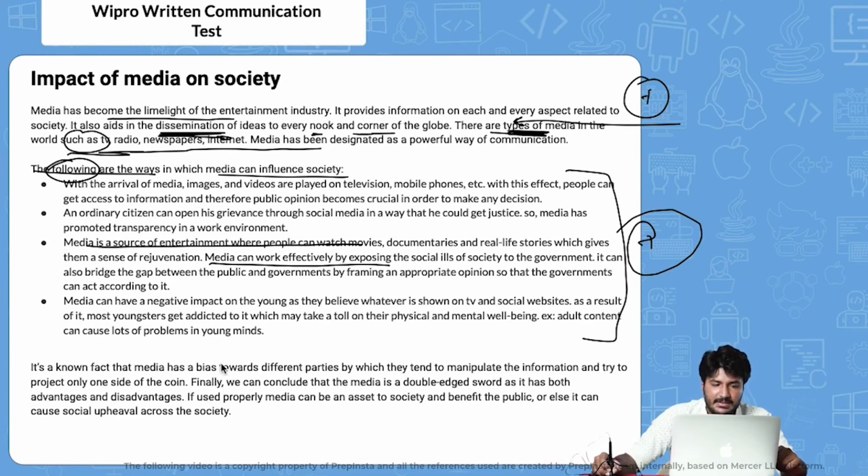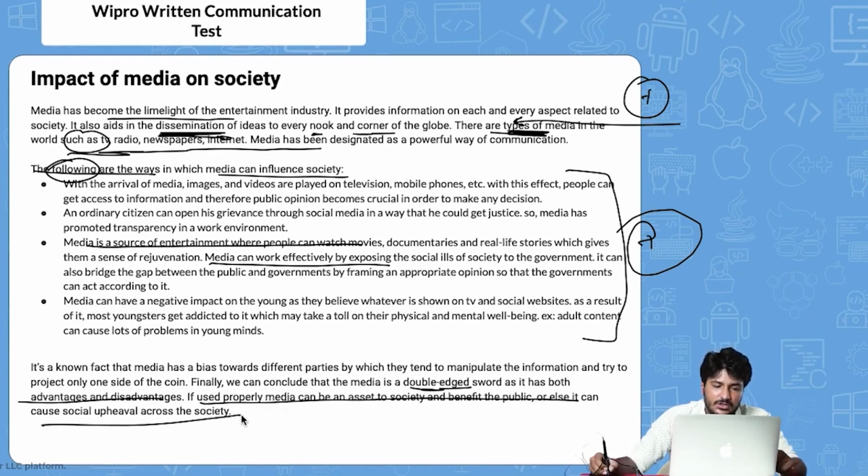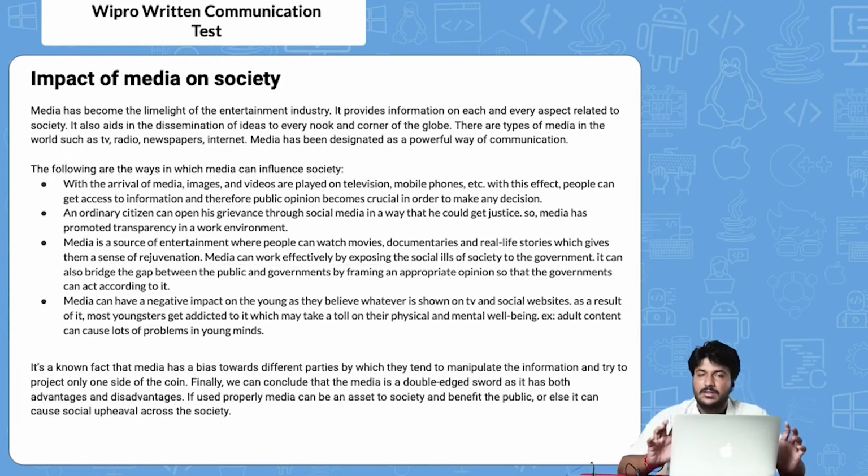It is a known fact that media has a bias toward parties and tends to manipulate information, trying to project only one side of a coin. Finally, we can conclude that media is a double-edged sword. It has both advantages and disadvantages. If used properly, it can be an asset, or it can cause social upheaval. Now, this is perfect. If I was reading it, I would have said perfect. That is a perfect thing that you've written.